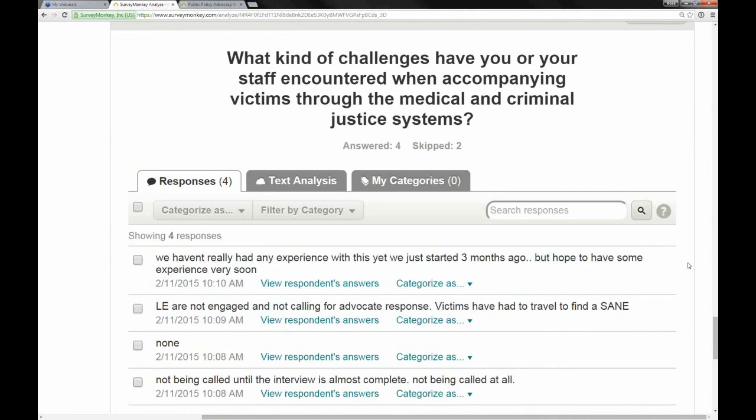Law enforcement not engaged and not calling for advocate response. Victims have had to travel to find a sexual assault nurse examiner. Advocates not being called until the interview is almost complete, or not being called at all. Okay, those are some themes we've heard before, and that's very, very helpful.